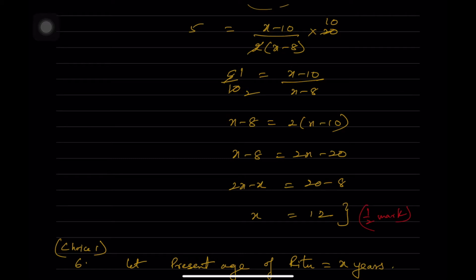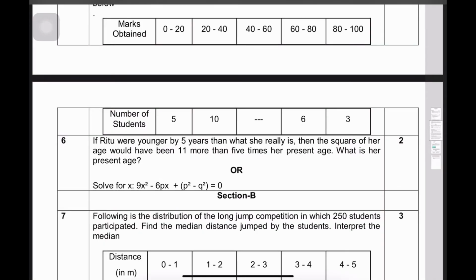Now going into this, the first question was given 2 choices, and the sixth one is also given 2 choices. So this is the last 2 mark problem which we are having. If Ritu were younger by 5 years than what she really is, then the square of her age would have been 11 more than 5 times the present age. What is her present age?